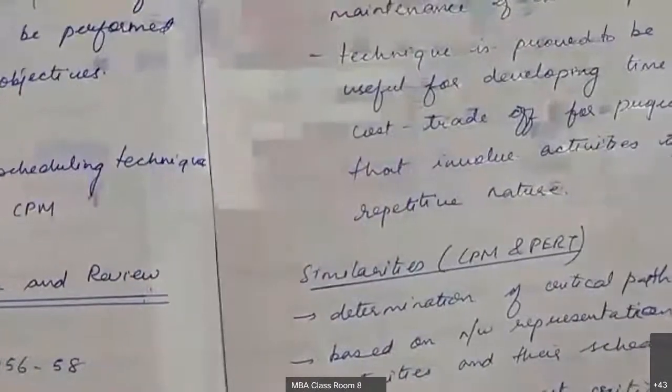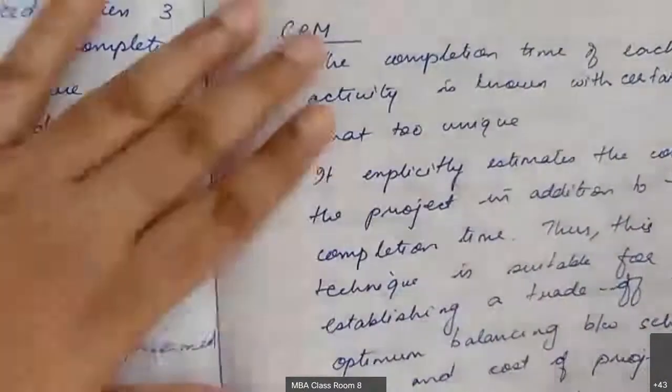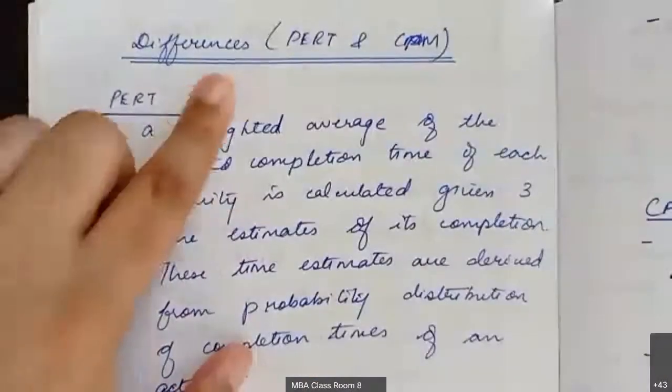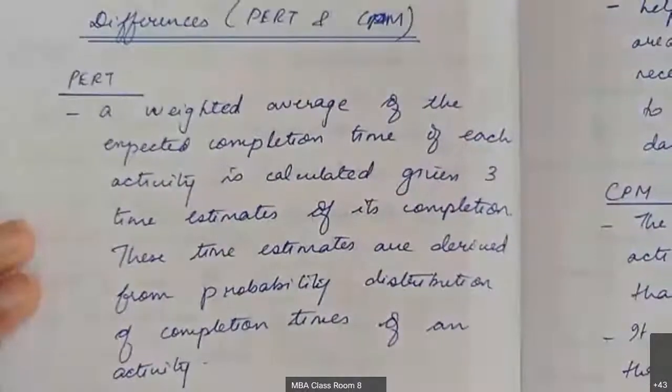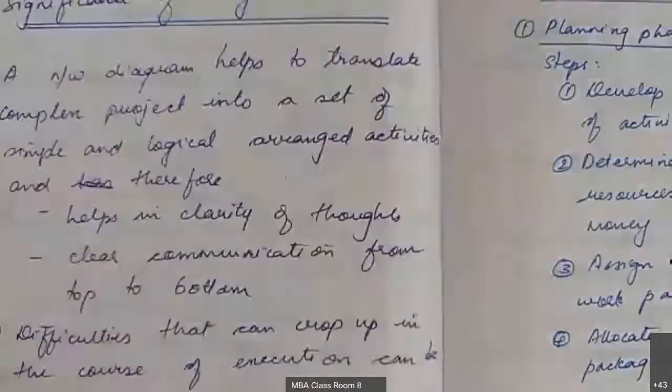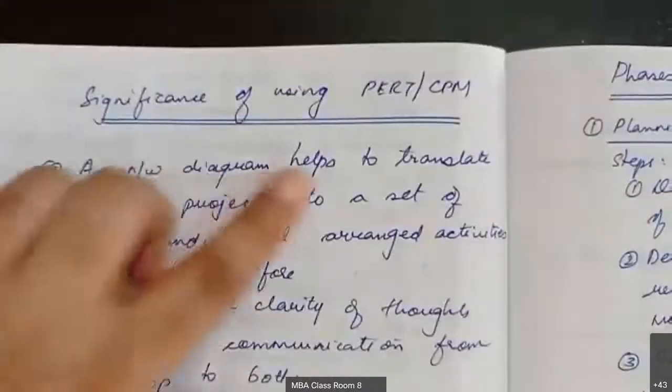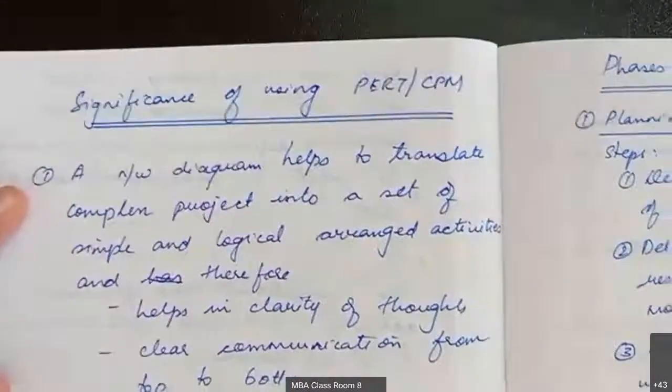Then we have the similarities, then you have the dissimilar differences of CPM and PERT. All that I'm not discussing now, you can just read it. Then we have the significance of using PERT and CPM. Of that also you can read it.